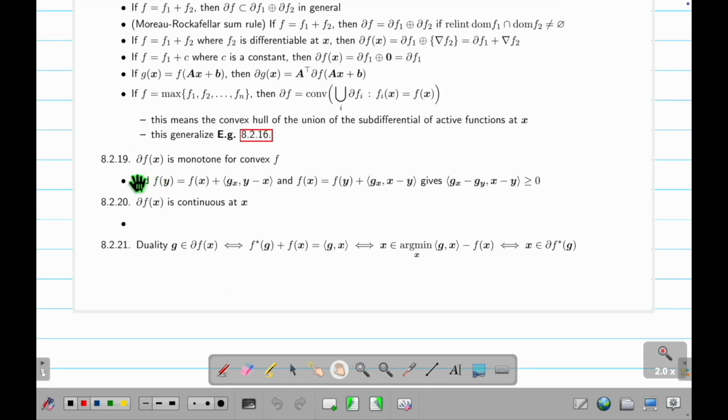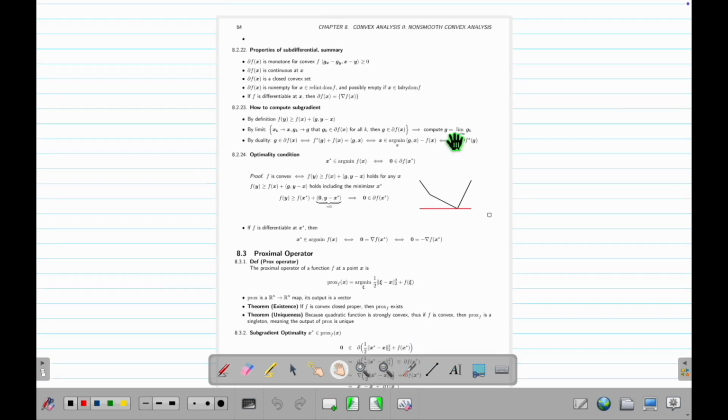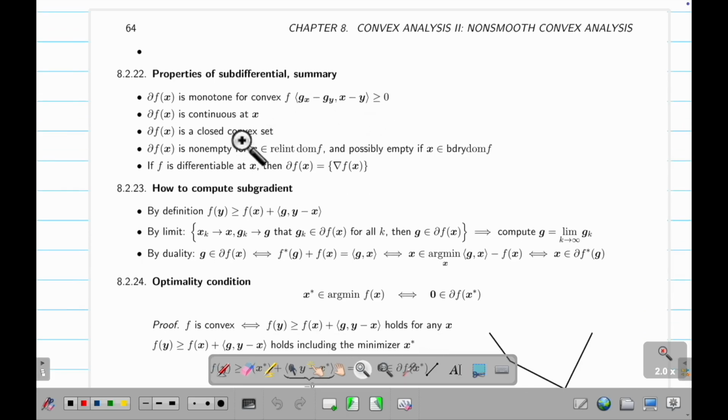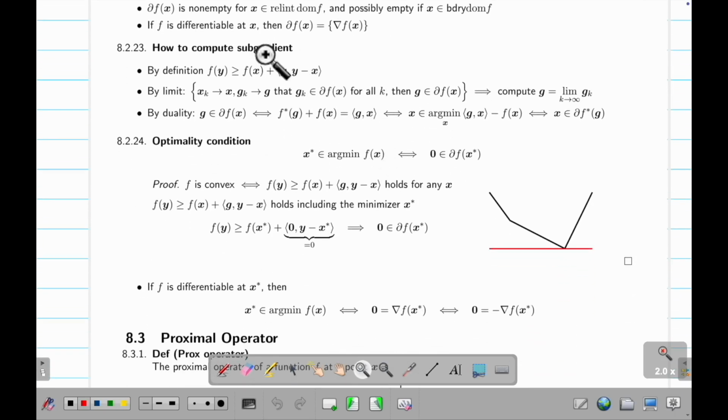That's the idea. And then again, this is monotone. That means what? I have this. This is convexity. But now I change to the subgradient version. Okay? I have this. And then this is the duality thing. Okay, we don't talk about duality. And then here is the summary. So we have this. It's continuous, it's closed, it's a convex set, it's non-empty if I'm in the interior or relative interior, and if differentiable I'm a singleton.